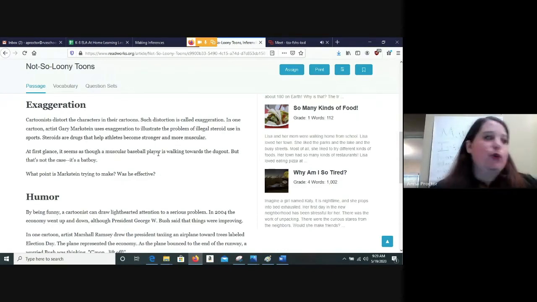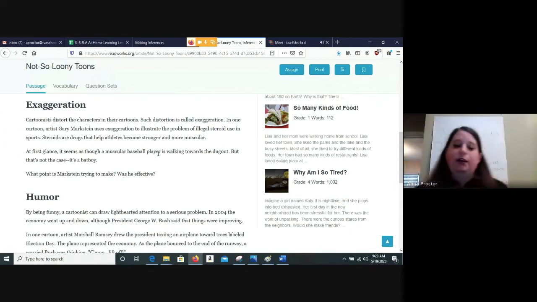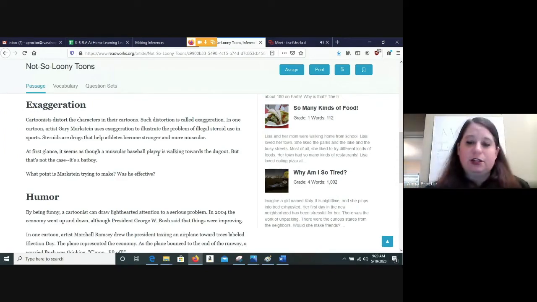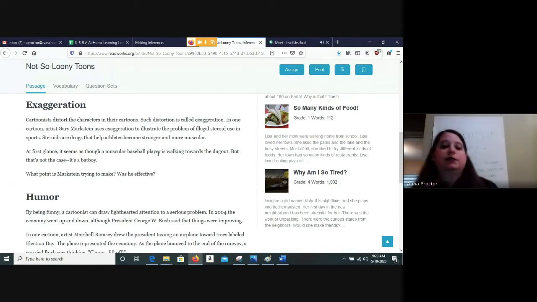And you have to have background knowledge that a bat boy is bringing the bat to the batter, to the baseball player. So the bat boy shouldn't be strong and muscular. So we could probably make an educated guess based on what we already know, our text evidence plus our prior knowledge. The bat boy might be using steroids.